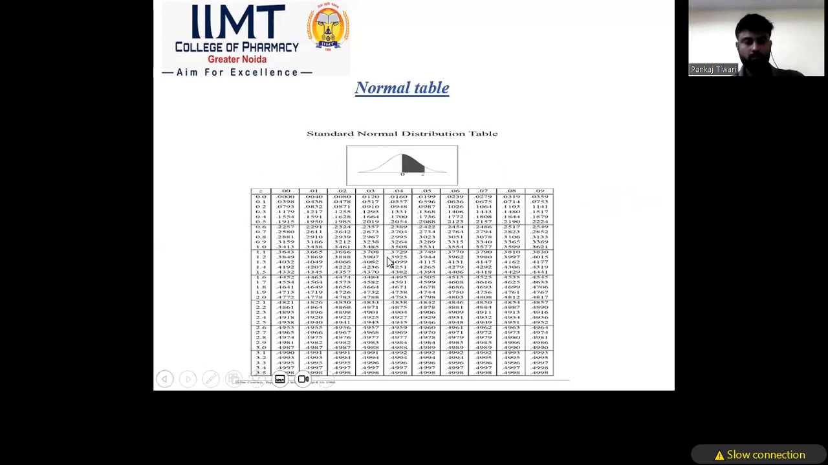This is the normal table graph, the normal distribution graph over the values.